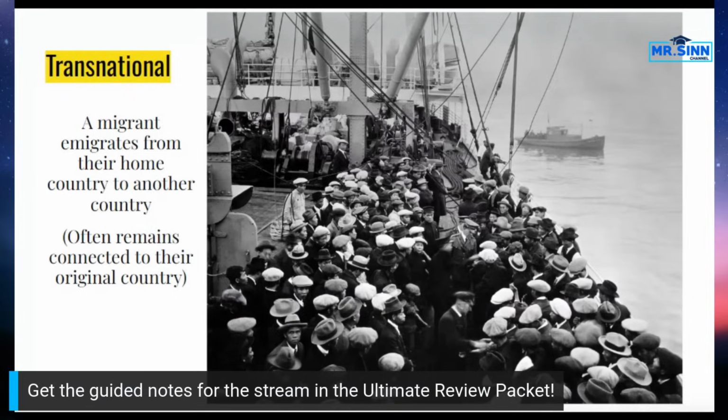All right, voluntary migration. You want to have an understanding here. Transnational is one that you might see. This is listed in that CED. So here we have this migrant emigrating from their home country. Oftentimes they're going to go to a similar spot, and they're going to remain connected. I'm going to go through these really quick.